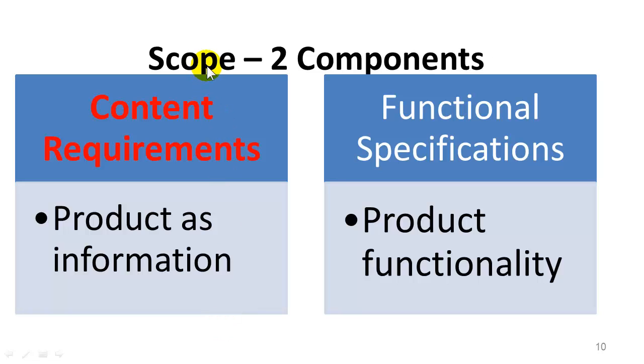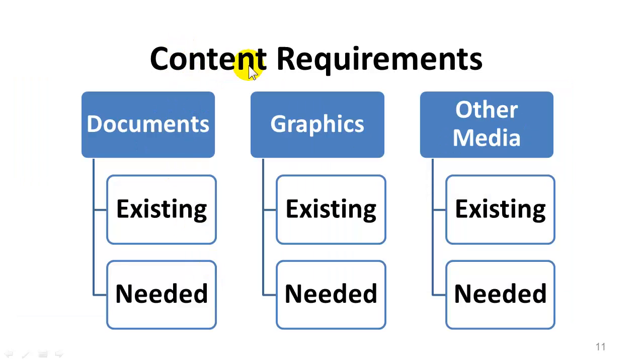Okay, back to the scope plane. We're talking about content requirements first before we go into functional specifications. They will be in the second video. All right, so the product as an information source. The first thing you want to do is you want to determine what are the requirements for our content. What types of documents do we need? Do we have existing documents? Or do we need someone on the team to produce some documents, to write some copy, so to speak?